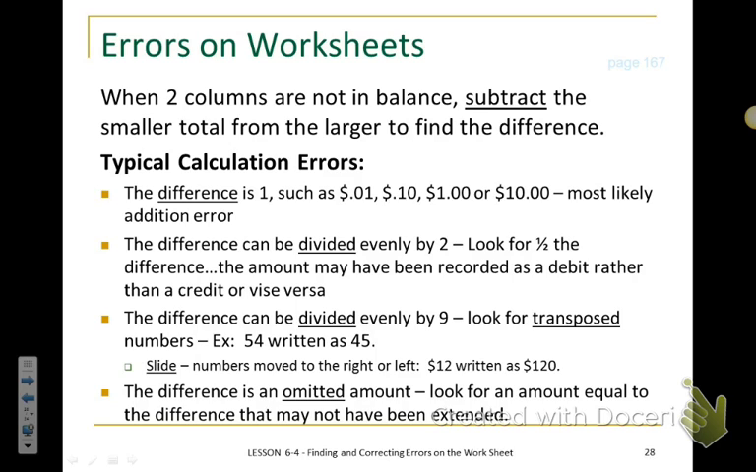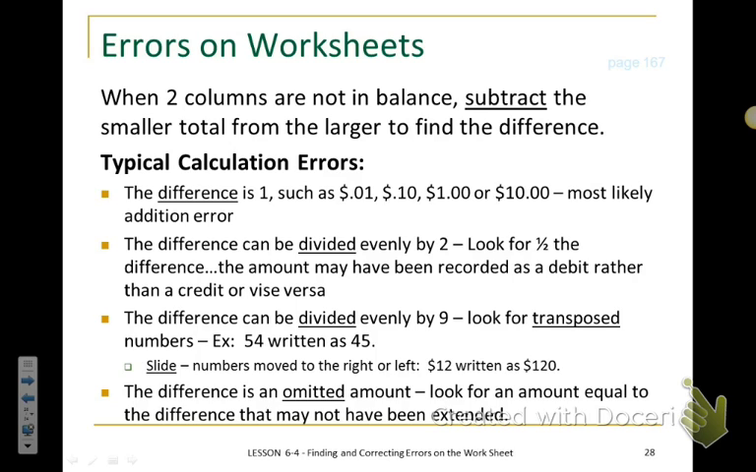When two columns are not in balance, honestly the first thing you should do is re-add them. That's the very first thing you should do, just to make sure you didn't make an adding mistake. Second thing, subtract the difference of the smaller from the larger to find out what the difference is. If the difference has a 1, such as 0.01 or 0.10 or $1 or $10, it's most likely that you did an addition error. That's most likely what it is.